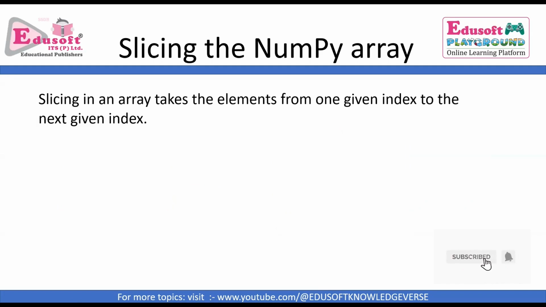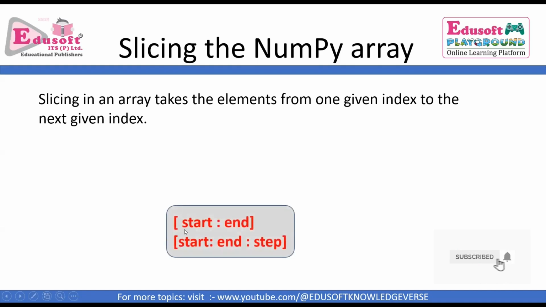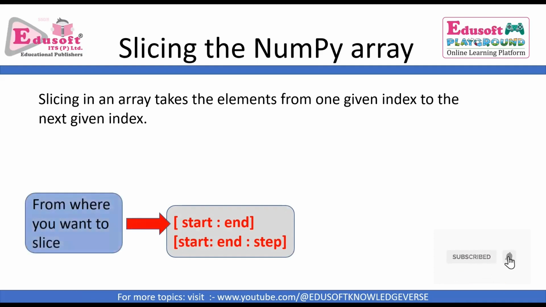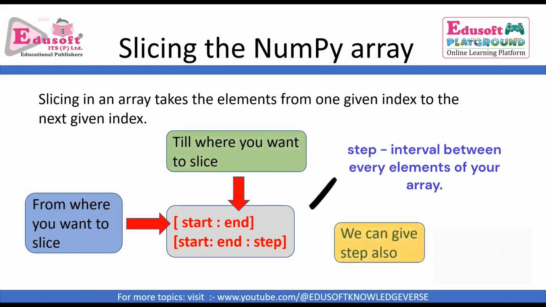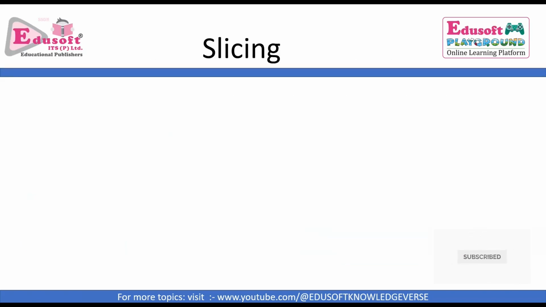Coming to slicing. Slicing the NumPy array. Slicing in an array takes the elements from one given index to the next given index. You can see the syntax over here: start, end, and the second syntax as start, end, and step. So start means from where you want to slice. End means till where you want to slice. And step means the interval you want between the elements of your array. So we can give step also.